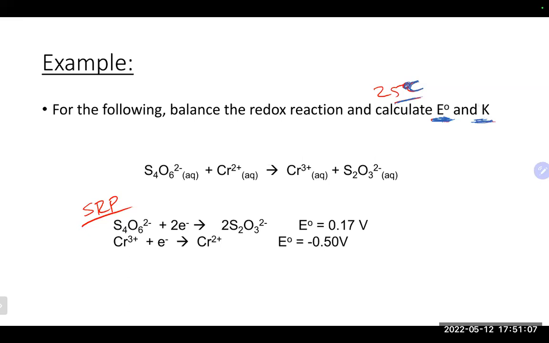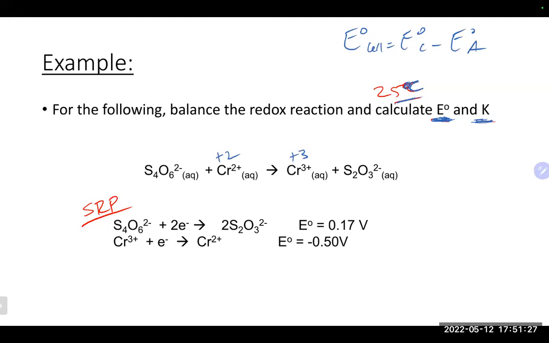So we want E and also K. So obviously we can get E of the cell by taking our cathode minus our anode. So in this case, we want to figure that out. Probably going for the chromium there is going to be the easiest way to do that, the +2 and +3.